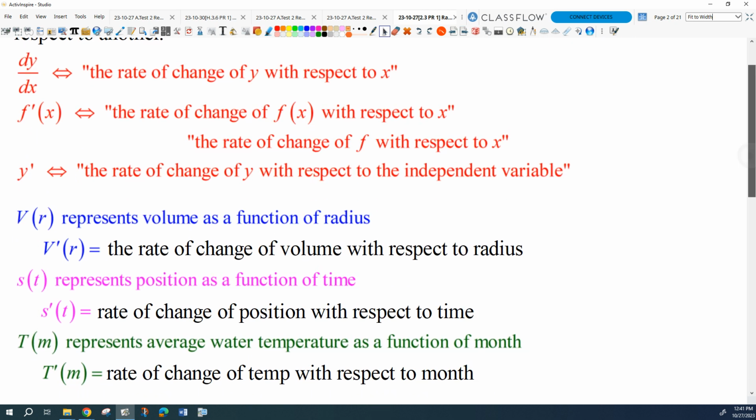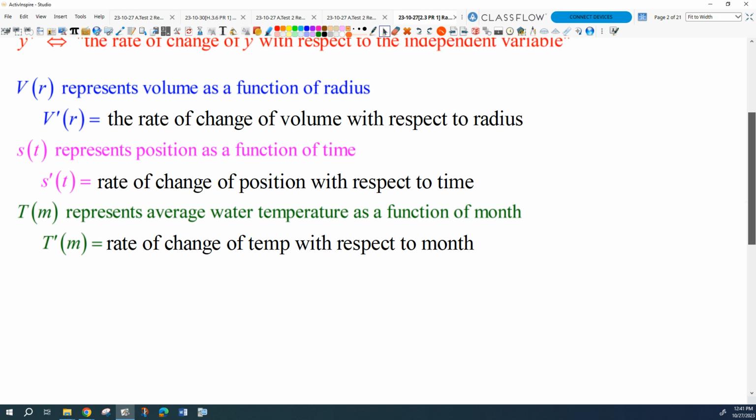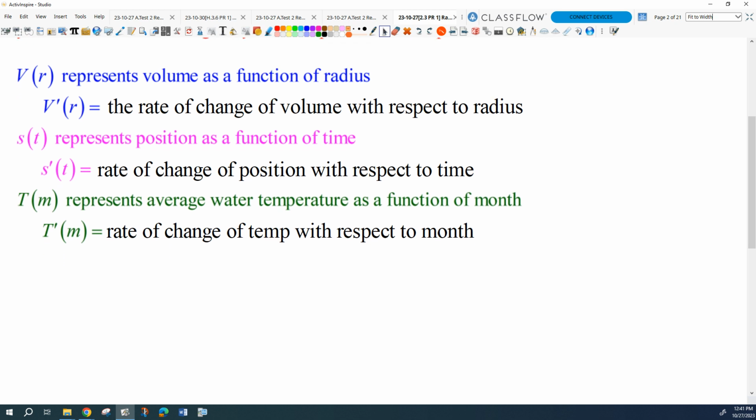And then sometimes we can be more explicit about application. Like if v represents volume as a function of radius, right? And that's how we would look at that function. We'd say r is the input, v is the output. So we would say volume as a function of radius. Makes sense. You input a radius, the formula outputs a volume. So v prime of r would be the rate of change of volume with respect to radius. Okay? Think what that's saying. As the radius changes, how fast is the volume changing at a given radius? Okay, it's a little bit strange.